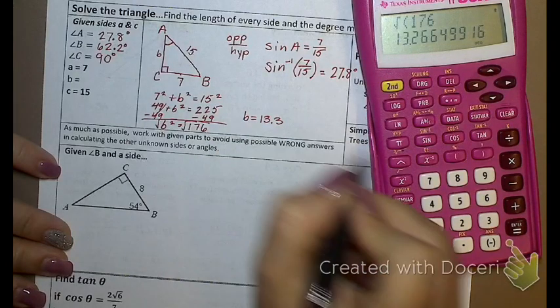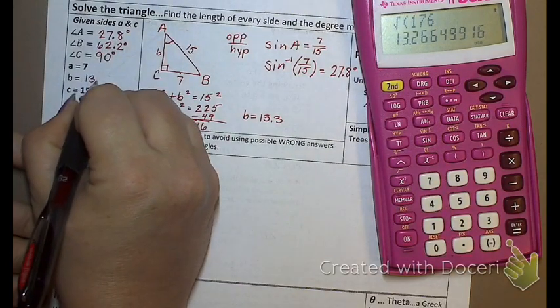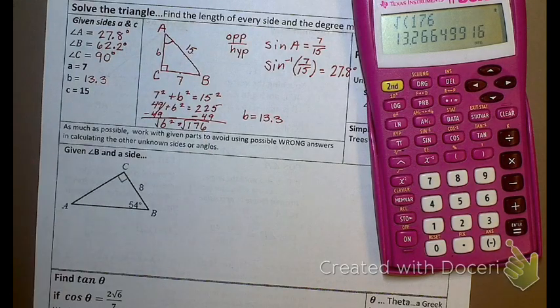Do they give me inches, feet, something like that? So I'm just going to call it 13.3. Now, when you take the square root of something, aren't you supposed to take both the positive and the negative square root? Yeah.